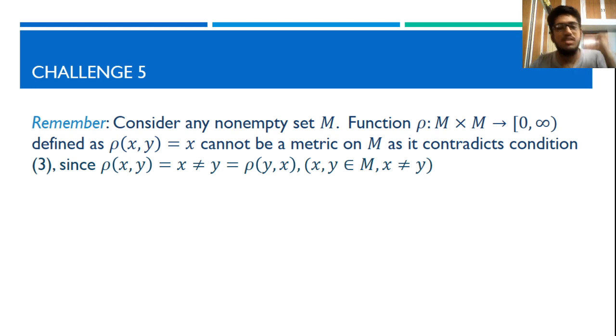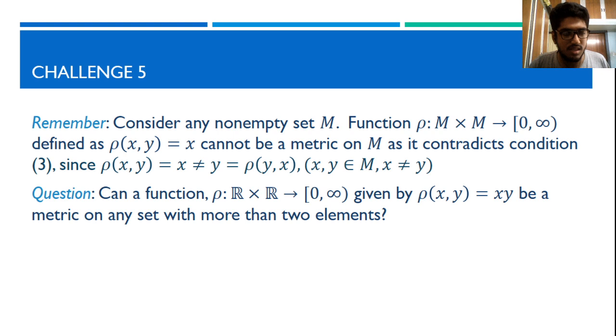Okay, let's go to the next challenge. We talked about the function rho of x comma y is equal to x, which cannot be a metric on M as it contradicts the conditions. Most of you pointed out that the third condition is what it fails: rho of x comma y is equal to x, which is not equal to rho of y comma x. Most of you intuitively pointed out that condition as the wrong condition, but it turns out we discussed further and found that all three conditions go wrong.